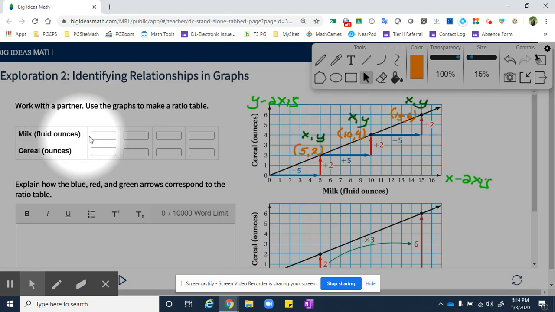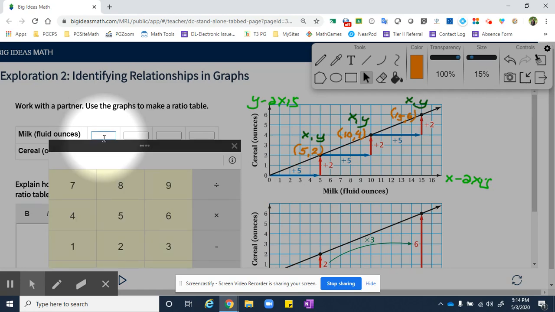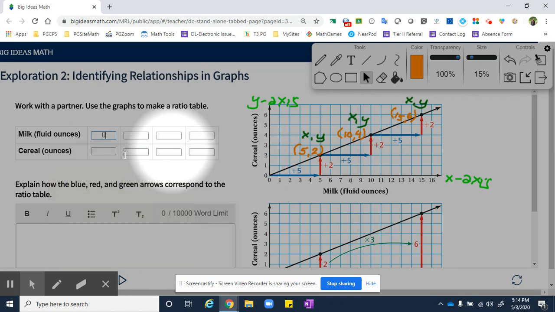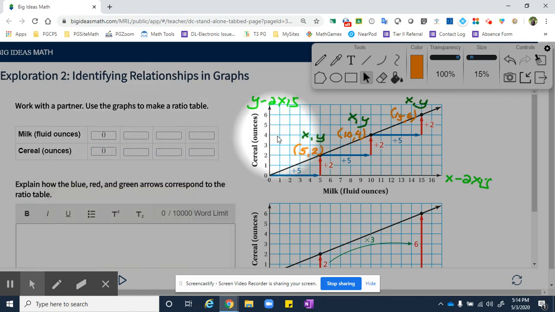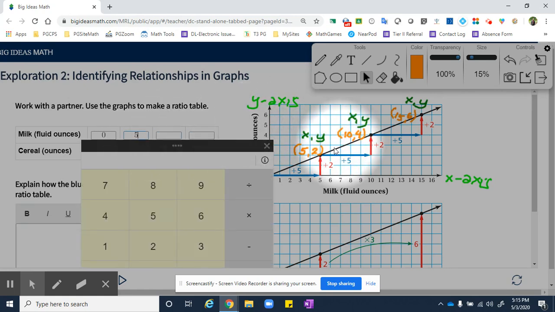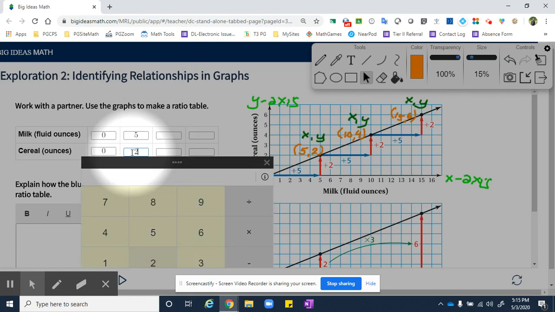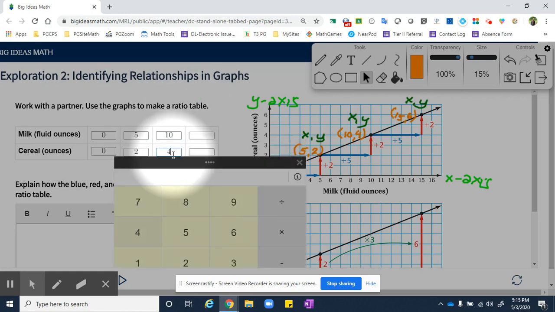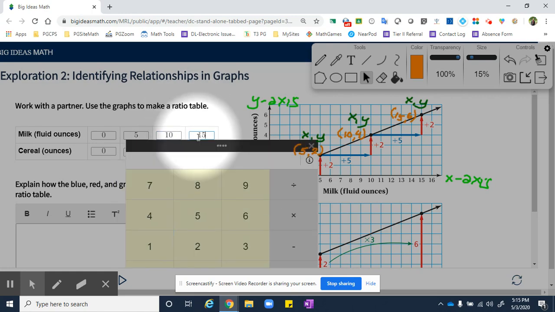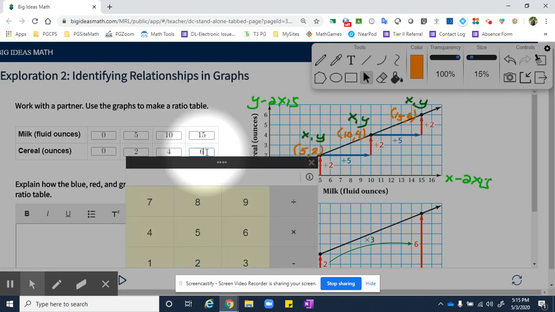Now it says milk fluid ounces. What values do we start with? Let's start with 0, 0. Because if you have 0 fluid ounces, that means you get 0 ounces of cereal. Now, the next one would be x is 5. X is 5 for 5 fluid ounces, y is 2. Next is 10, and then 4. Next is 15, and then 6.